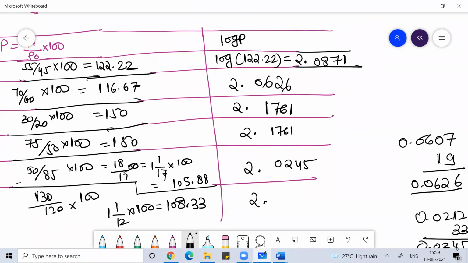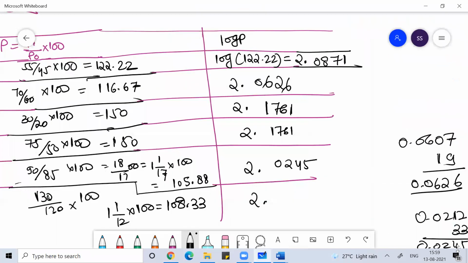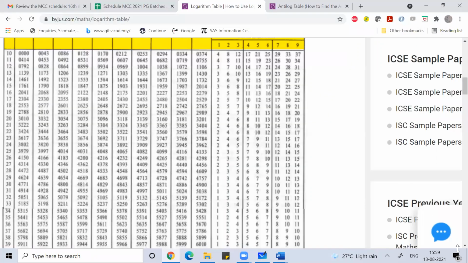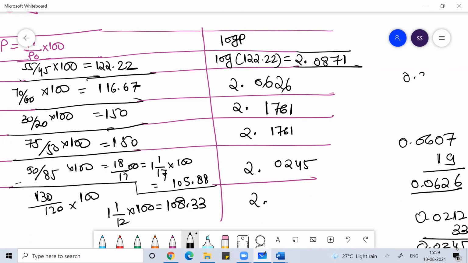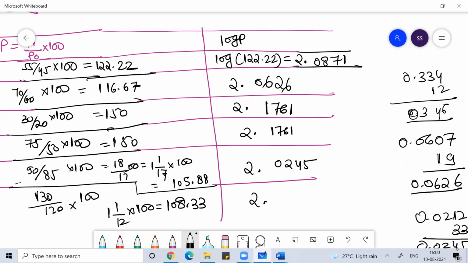Then 8 and 10, then 3, gives 0.0334. Then 3, 12, gives 0.0346. Clear, everyone? Find this value.